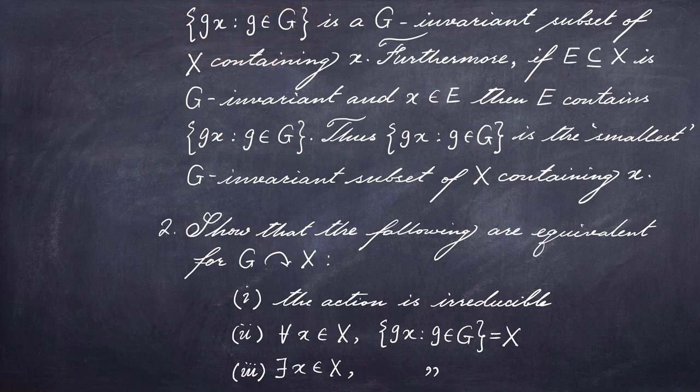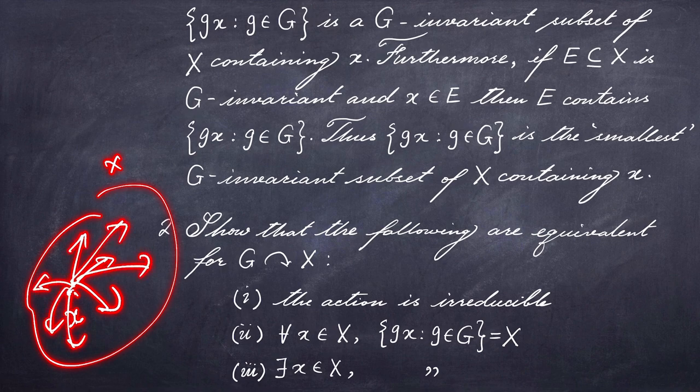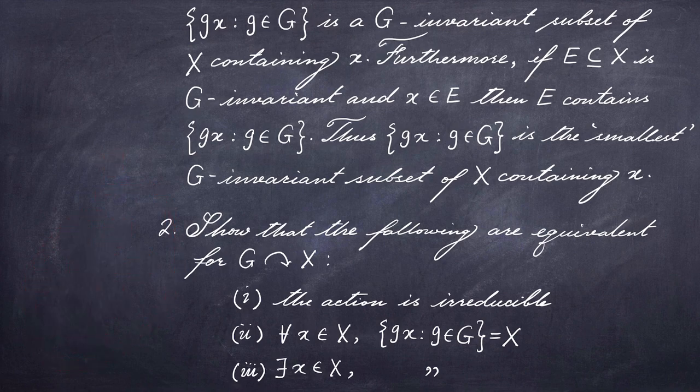So the second exercise gives us the 4 equivalent characterizations of irreducibility, that is, the action is irreducible. The second condition says that for every x, so the situation is if we choose any x inside capital X, then by translating that by various group elements, I will reach every corner of the given set X.